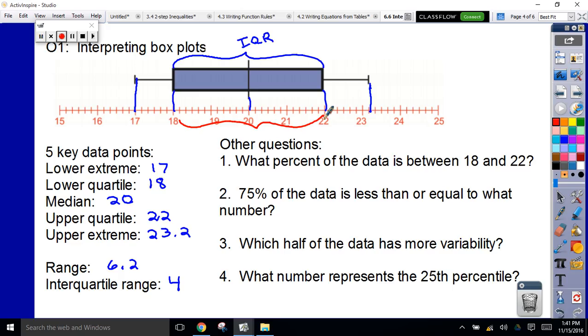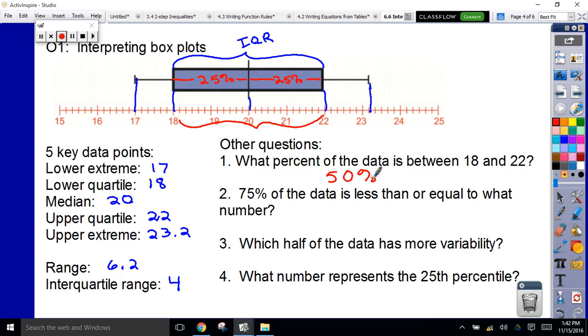25? Not quite. Jenna? It's 2 fourths out of 4 fourths, so it would be 50%. This is divided into fourths, so each one of these sections is 25%. So this is 25% from here to here, and it's also 25% from here to here. So 25% plus 25% is going to be 50%. So 50% of the data is in between these two numbers.